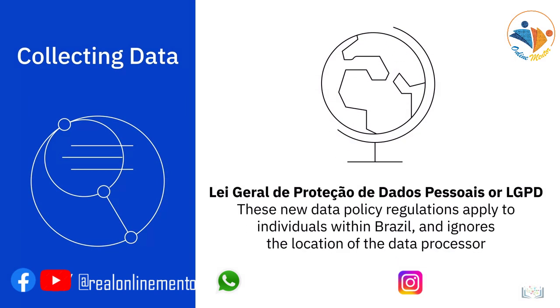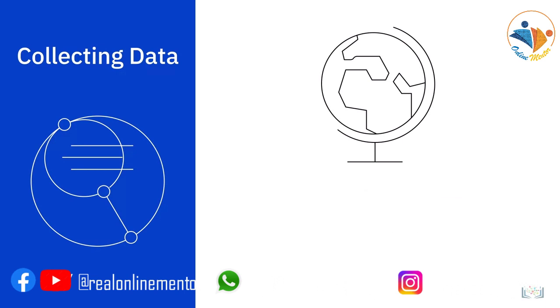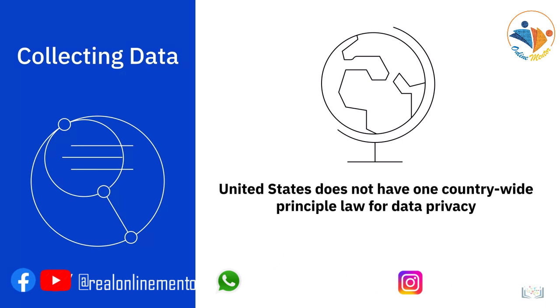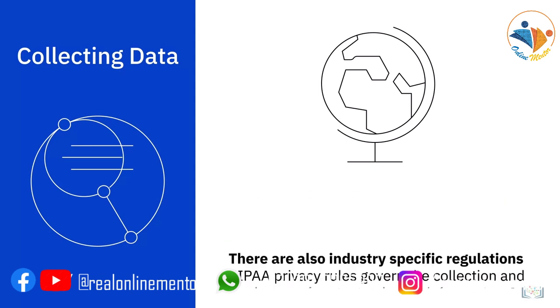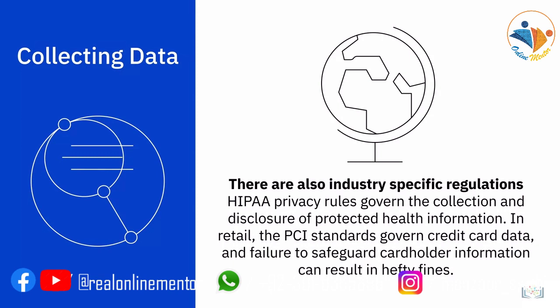A new law created in Brazil, called the LGPD, will take effect in August 2020. These new data policy regulations apply to individuals within Brazil and ignore the location of the data processor. While the United States does not have one country-wide principal law for data privacy, because of this, individual states began to make their own regulations. For instance, California created the California Consumer Privacy Act, or CCPA, to better protect customer data. There are also industry-specific regulations that govern the collection and use of sensitive and personal data.